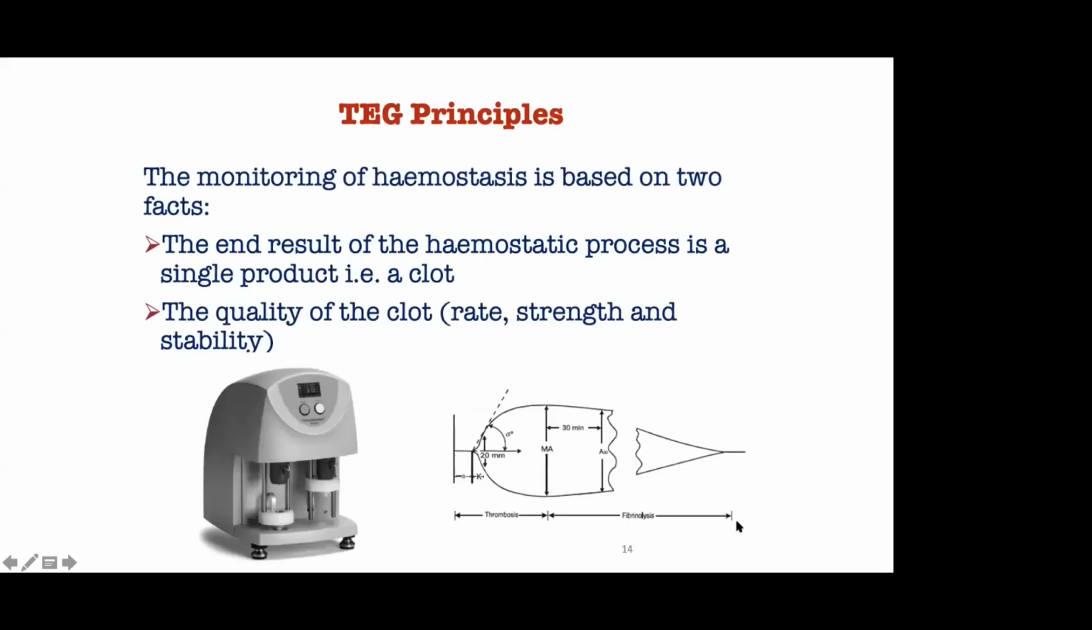And how it is getting dissolved. The principle is monitoring of hemostasis based on the fact that the result of the hemostasis process is a single product, the clot, and the quality of the clot, that is its rate of generation, strength, and stability. Here, in the background on the right side, there is a normal thromboelastograph. I'm coming to this.